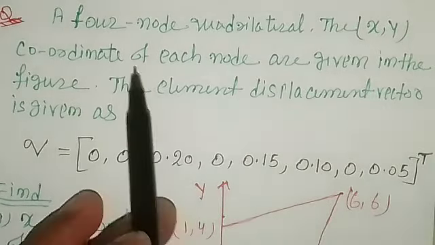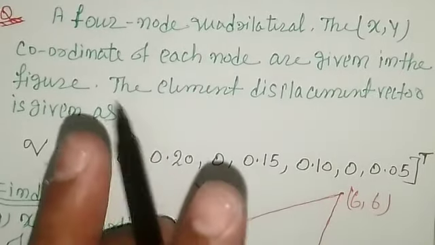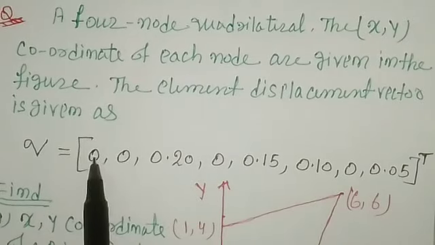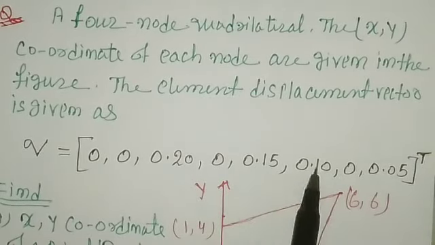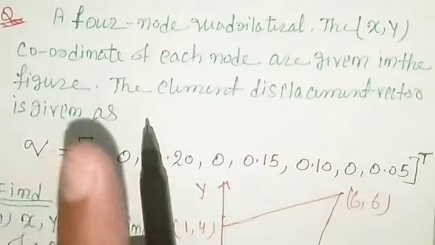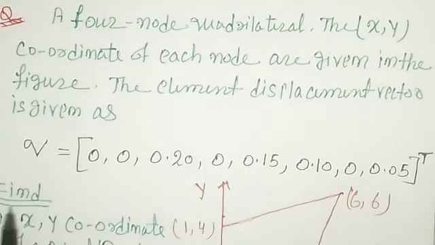As I said, it is a problem for quadrilateral, so four nodes are there and each node is having 2 degrees of freedom, which means the total displacement will be 8. So you can find 1, 2, 3, 4, 5, 6, 7, 8. These are the 8 nodal displacements for 4 nodes, each node having 2 degrees of freedom, meaning 2 nodal displacements.